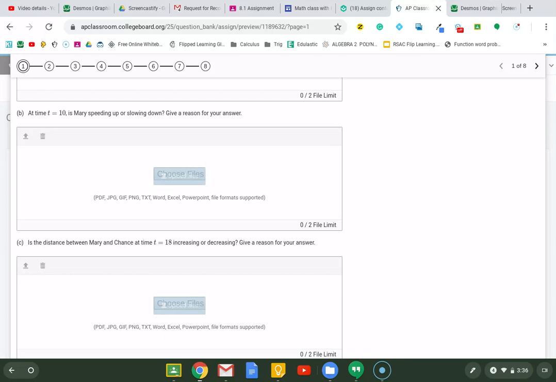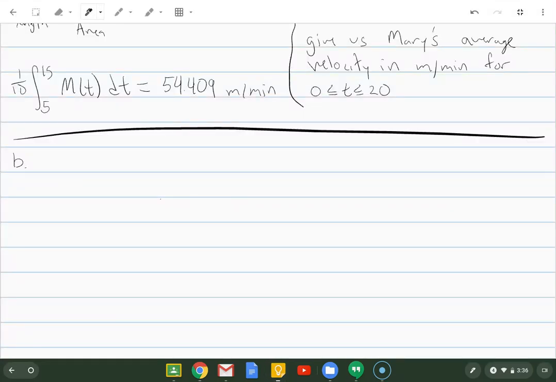Yeah, so at time t equals 10, is Mary speeding up or slowing down? Give a reason for your answer. So we know that Mary's velocity is always positive. We know that m of t, for all t, is going to be greater than 0. So what we need to know is what happens for m prime of t. Is that going to be greater than or less than 0? Because we know that m of t is meters per minute, so we need to know what is her acceleration.